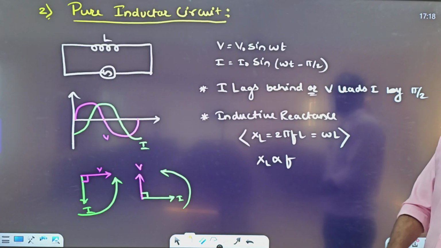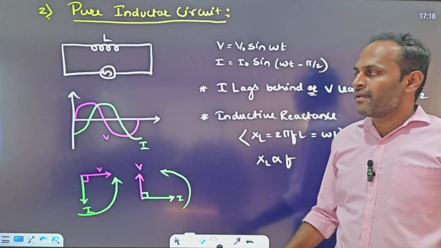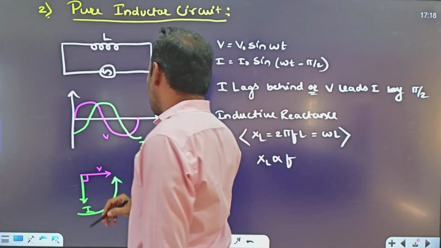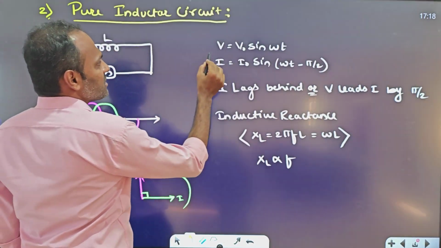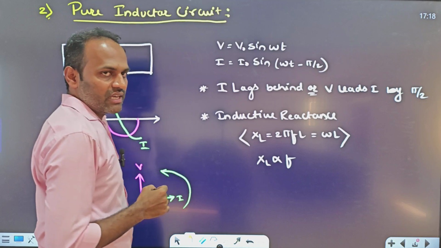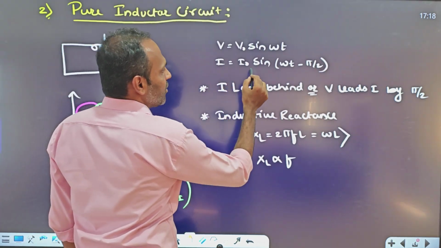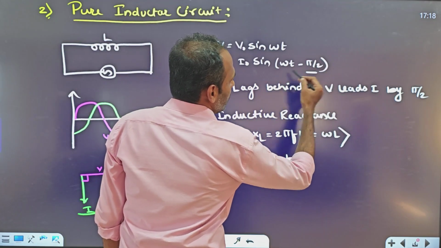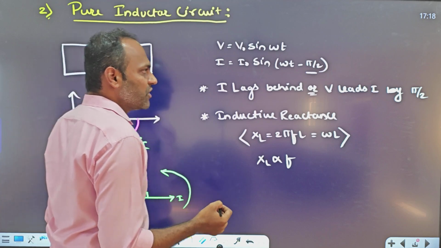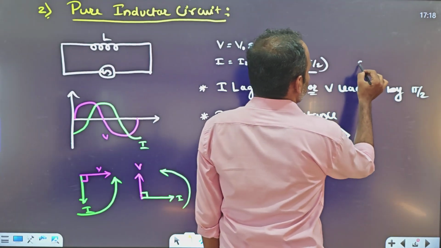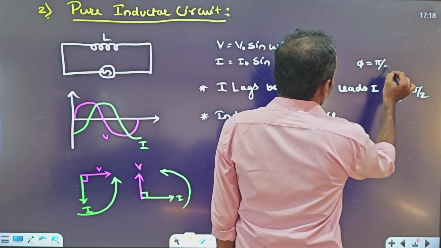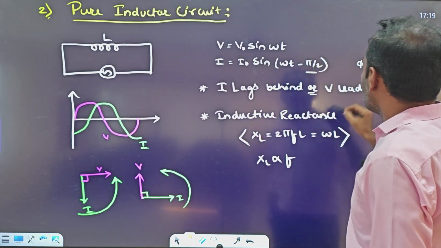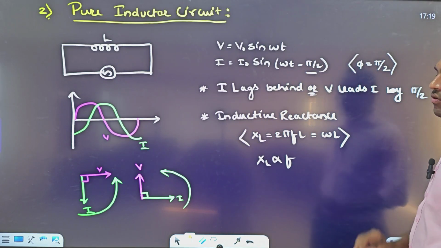Okay, we'll go for the next circuit now, the pure inductor circuit. Whenever a pure inductor is connected to the AC, the voltage applied is V equals V naught sin omega t, and the current in this circuit will be I naught sin omega t minus pi by 2. So how much is the phase difference here? Here the phase difference is pi by 2. In a pure inductor circuit, the phase difference is pi by 2. In a pure resistor circuit, the phase difference is 0.